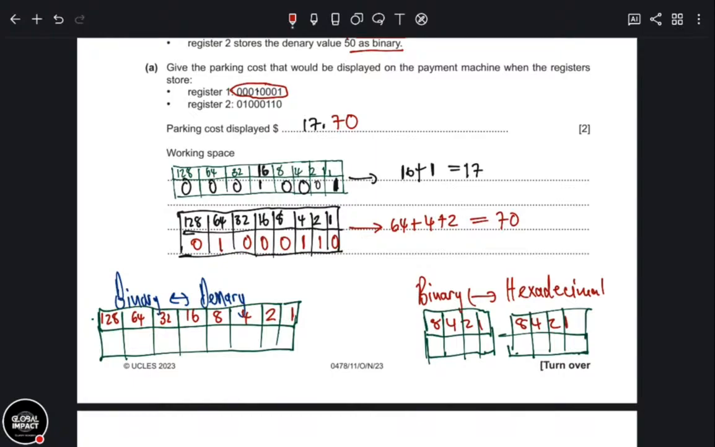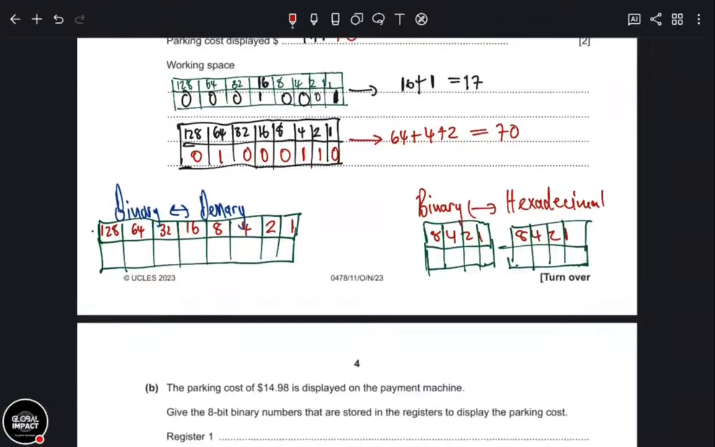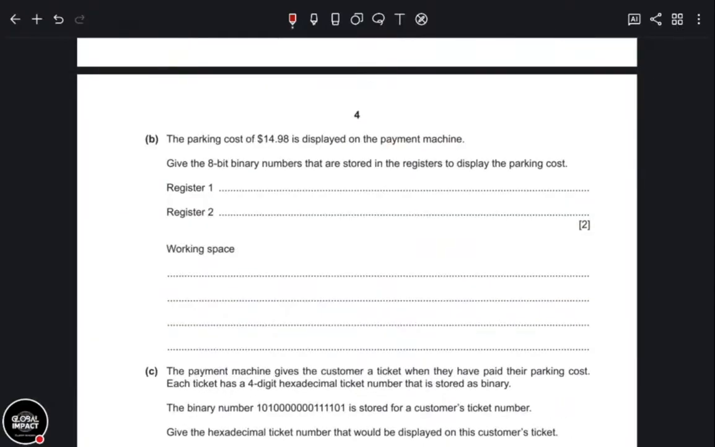Denary to binary or binary to denary, this one doesn't give us any challenge at all. They need to find harder ones. Way too easy, man. Way too easy.